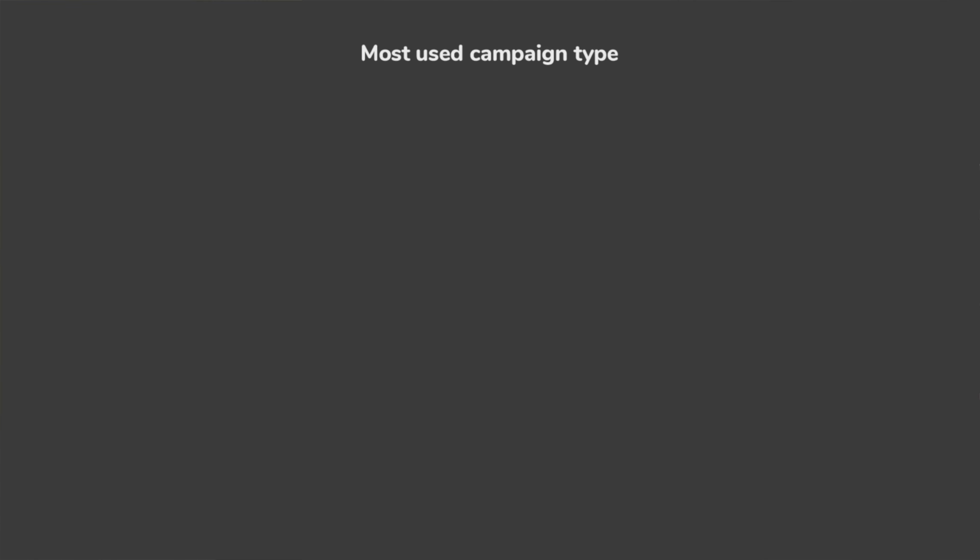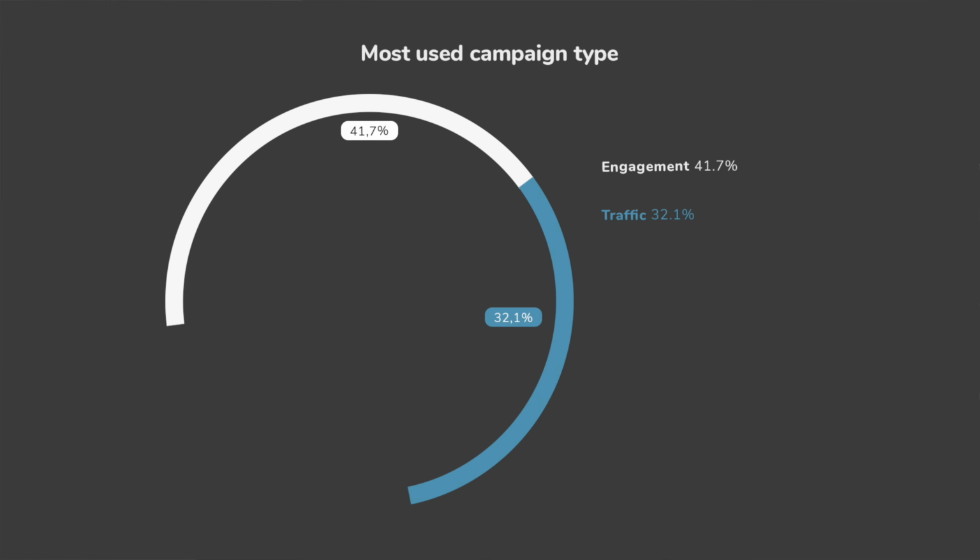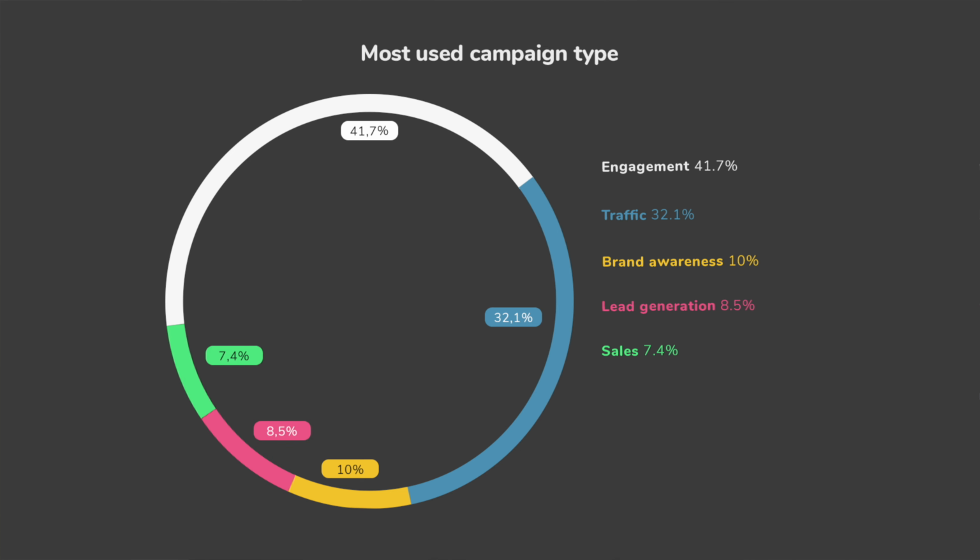Okay, now that we have all the objectives laid out, let's get into the first part of the data, the most used campaigns and those with the highest investment. Of the campaigns analyzed, engagement campaigns account for the highest percentage of the number of campaigns created at 41.7%. Next, we have traffic campaigns at 32.1%, and the next ones drop off significantly with brand awareness at 10%, leads at 8.5%, sales at 7.4%, and app promotion at only 0.2%.